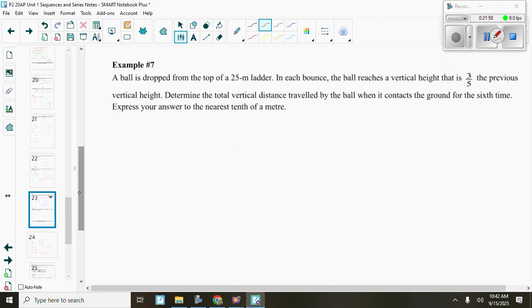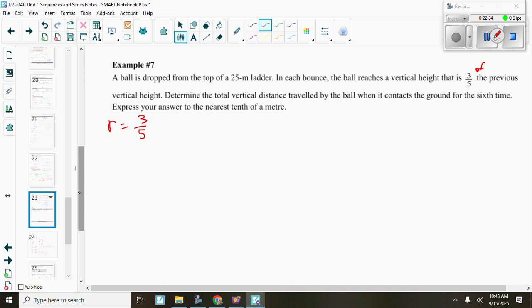A ball is dropped from the top of a ladder. On each bounce, the ball reaches a vertical height that is 3/5 the previous height. So we can also put in the words 3/5 of the previous height. We remember that of means multiply. So this is telling us what our common ratio is. Our common ratio is 3/5, so it's getting smaller and smaller each time that it bounces. Determine the total vertical distance traveled by the ball when it contacts the ground for the 6th time.